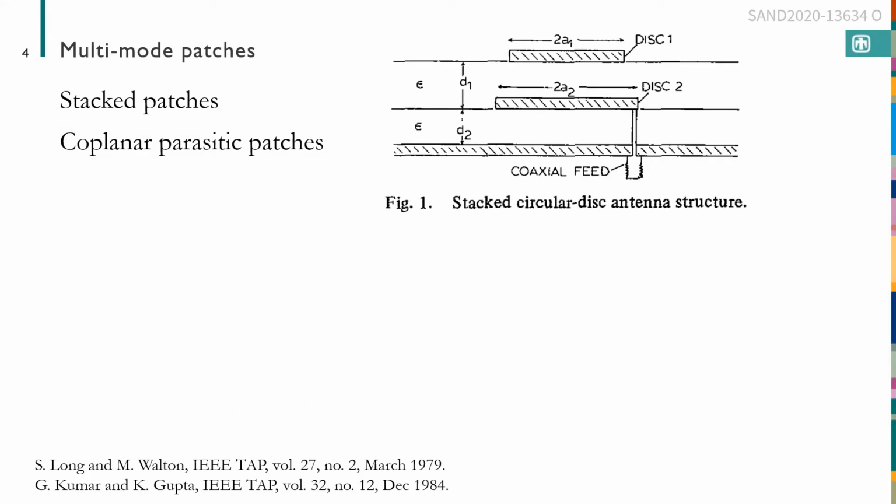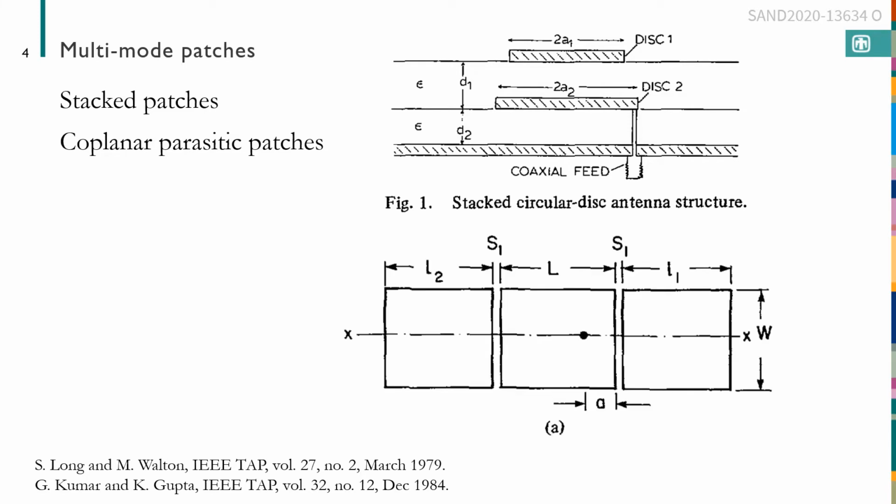This has historically been done by just adding a second resonator. So for stacked patches, you start with a patch, you add a second one on top, they're coupled, you get a loop in the Smith chart and broad bandwidth. For coplanar parasitic patches, you have a driven patch, you add another patch right next to it, one, maybe two, and you get a loop in the Smith chart and broad impedance bandwidth.